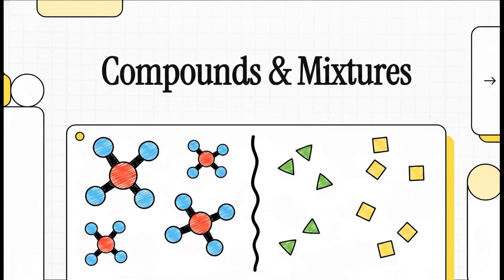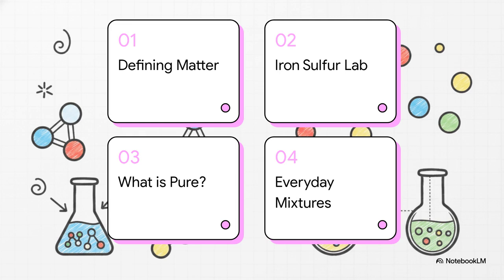We'll be doing a bit of scientific detective work to decode exactly how matter interacts, and we'll back up the theory with some really fantastic visual evidence to make it all crystal clear. So, here's a quick roadmap of what we're covering. First, defining compounds and mixtures. Then, we'll dive into the classic iron-sulfur experiment, break down the scientific meaning of the word pure, and finally, apply all of this to everyday mixtures like the air and water around us.